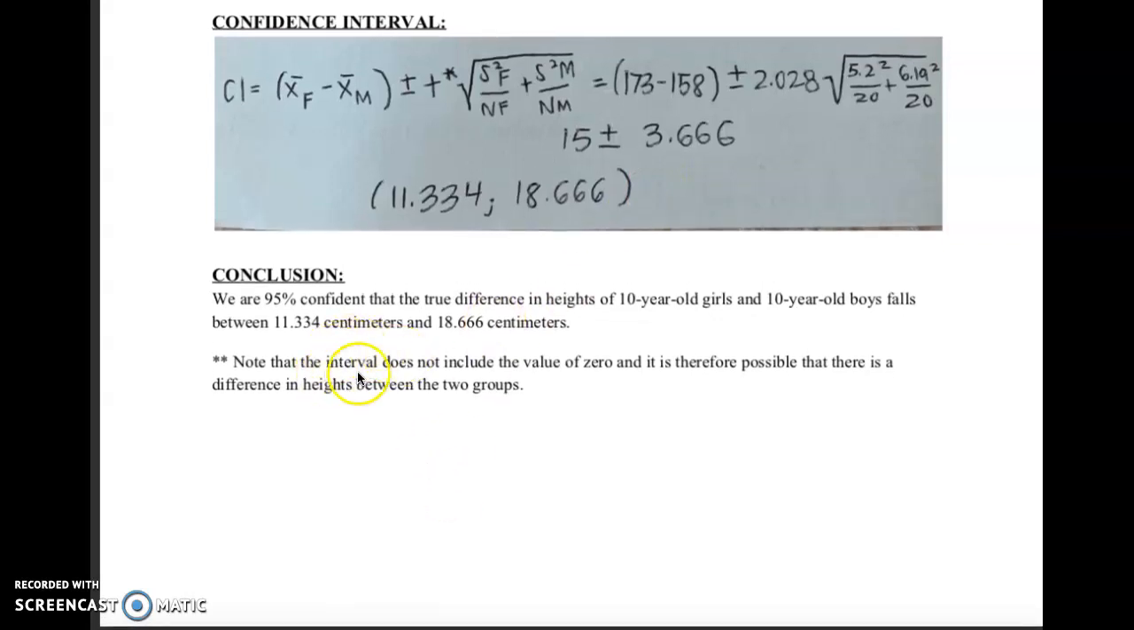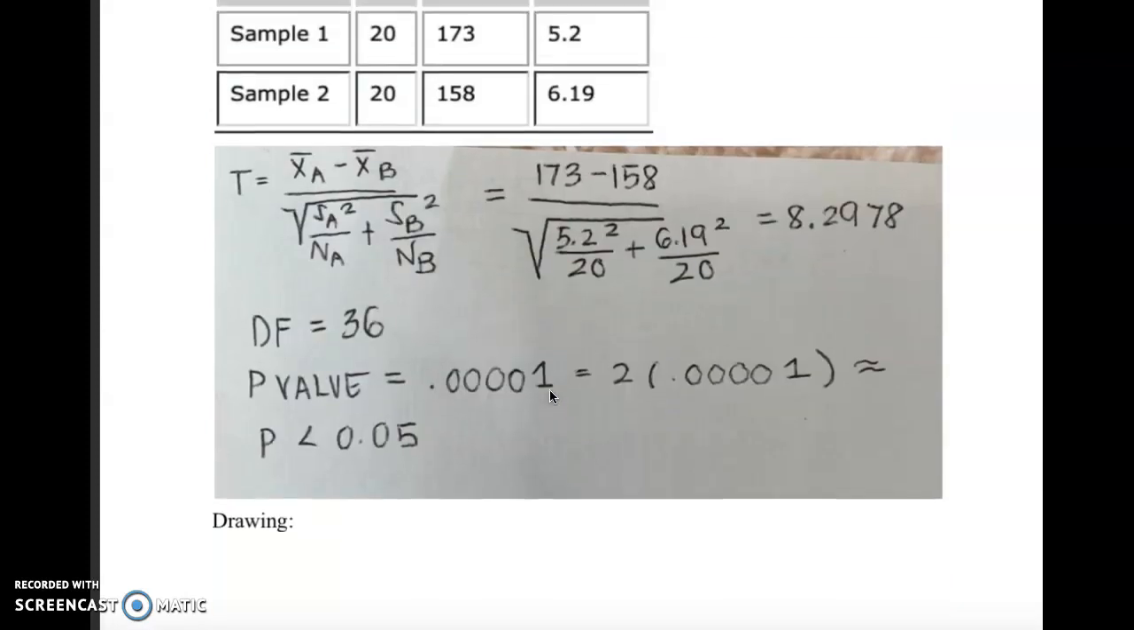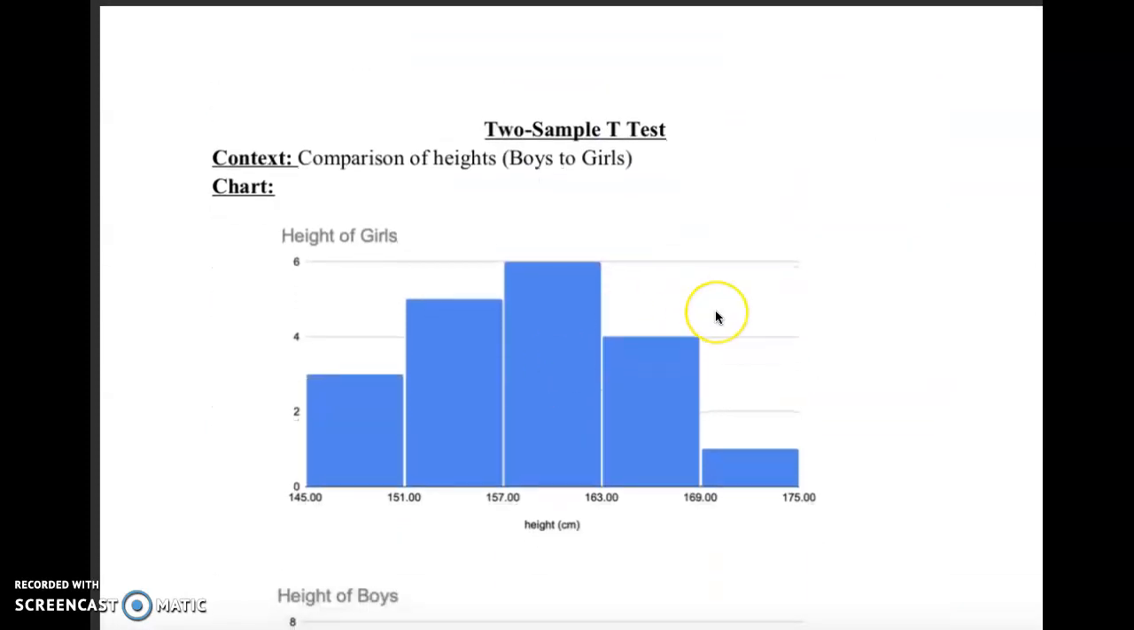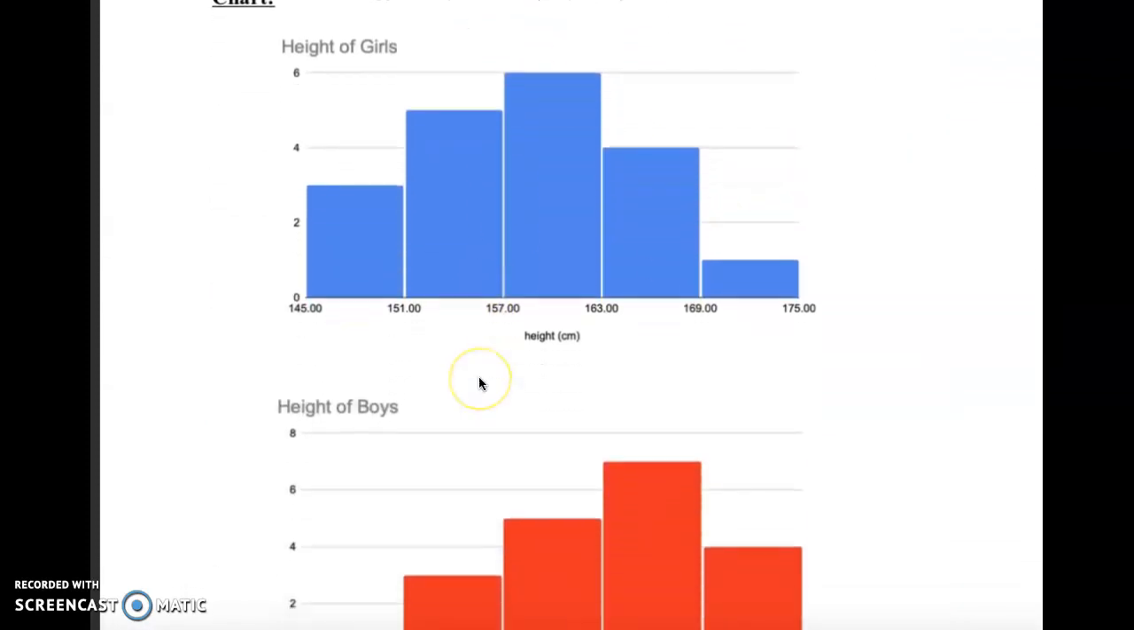So note that the interval does not include the value of 0, meaning it is definitely possible that there is a difference in heights between both groups. So yeah, this is basically our two-sample t-test with all of the requirements included.